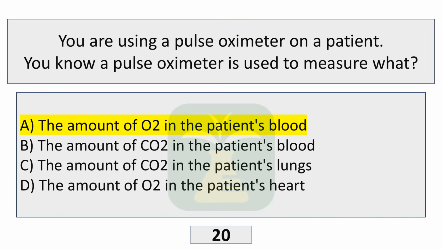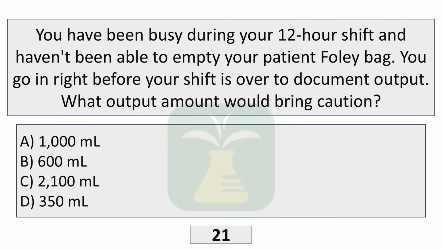You have been busy during your 12-hour shift and haven't been able to empty your patient's Foley bag. You go in right before your shift is over to document output. What output amount would bring caution? A. 1000 milliliters. B. 600 milliliters. C. 2100 milliliters. D. 350 milliliters.